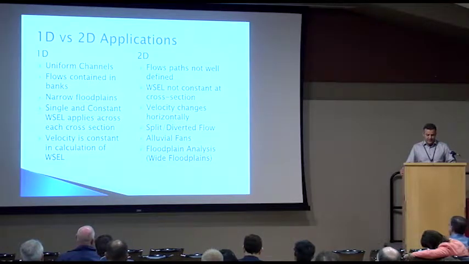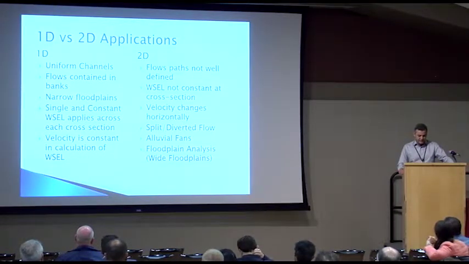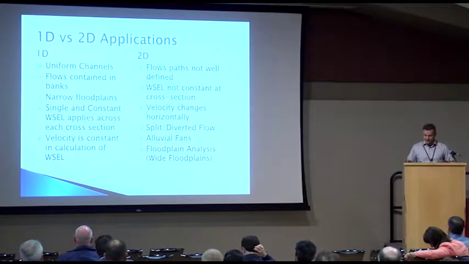2D flow, flow paths are not well defined. Your water surface elevation is not constant across your cross-section. Your velocity changes horizontally. Great for situations where your flow is splitting, diverting, leaving your system. Great for alluvial fans. Also great for floodplain analysis when you have wide floodplains where you have variation in your vegetation, land use, where it can change your direction of flow, change your velocities, which can affect your water surface elevation.